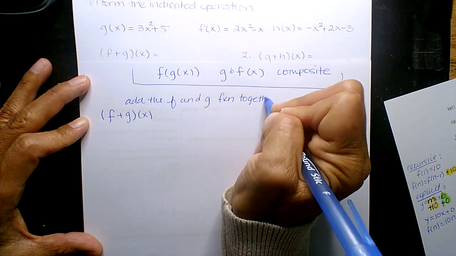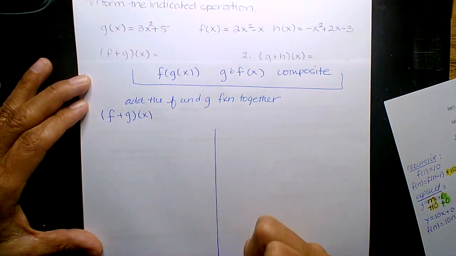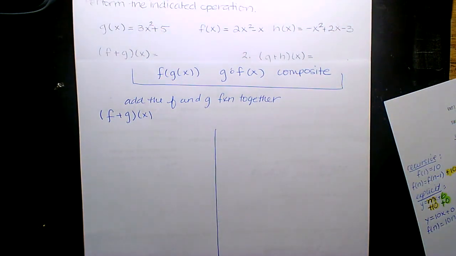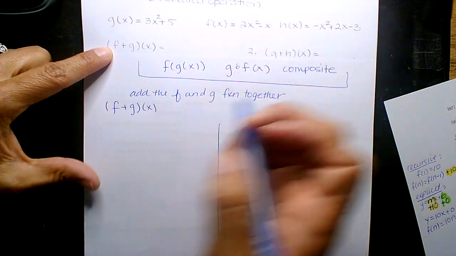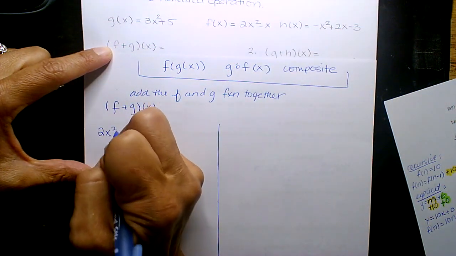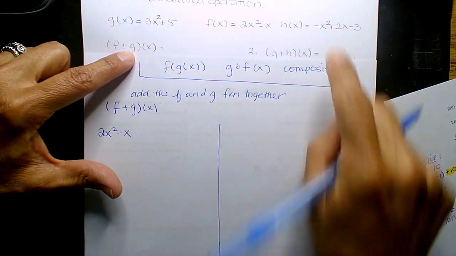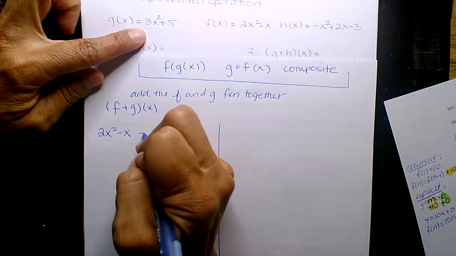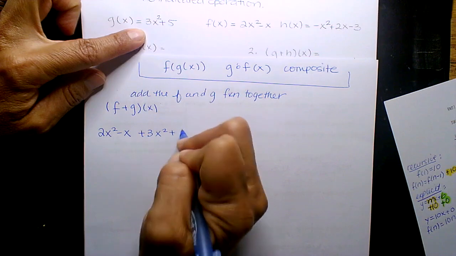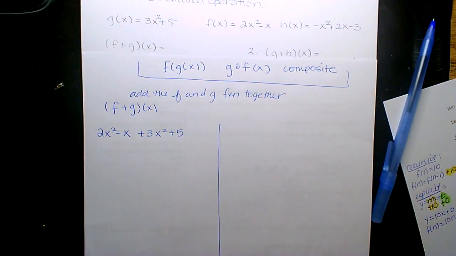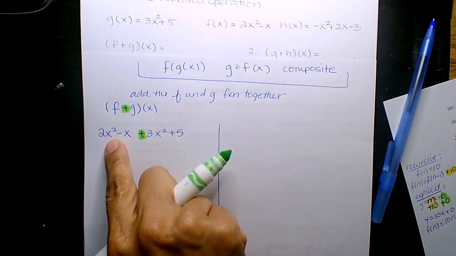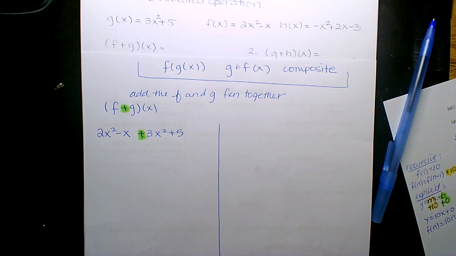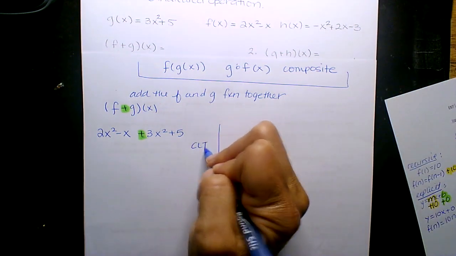That's just it. Now, you could do it two ways. I'll do it both ways. If you want to do the vertical format or you want to do the horizontal format. So take the f function. It's 2x squared minus x. What's the g function? Plus 3x squared plus 5. See how it's f plus g? There's f plus g. And then all you do is combine like terms.